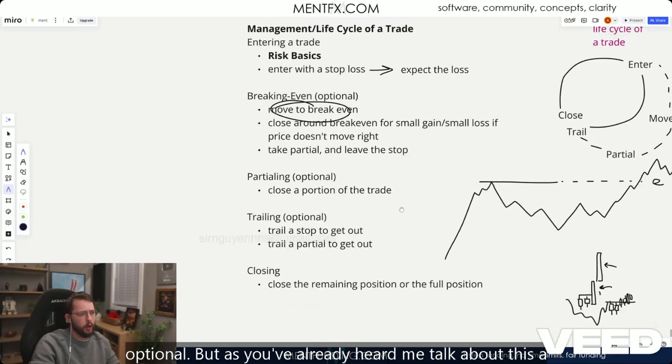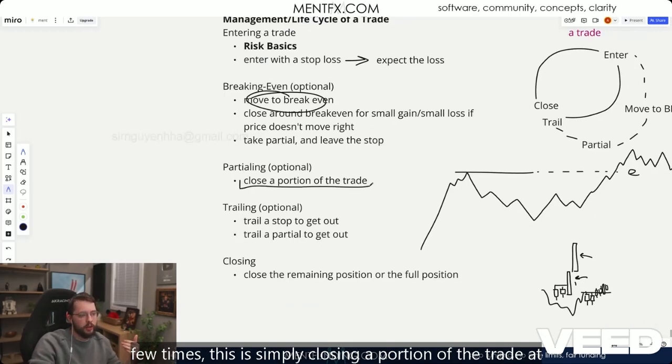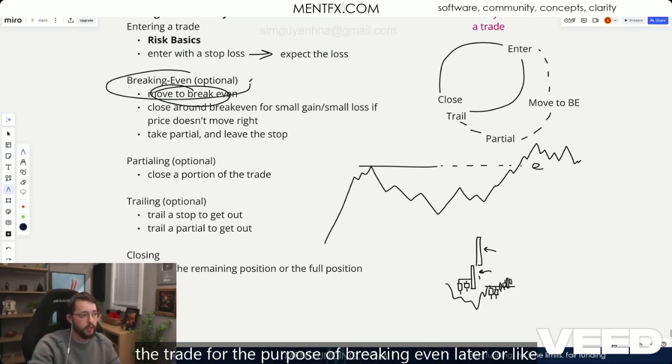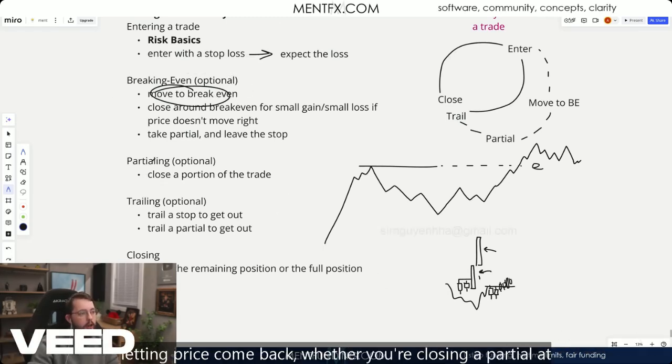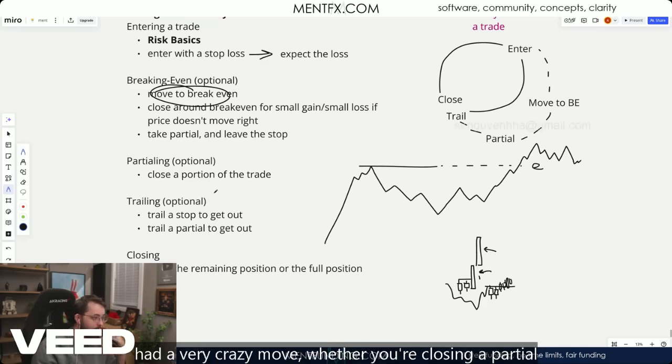Partialing is also completely optional, but as you've already heard me talk about this a few times, this is simply closing a portion of the trade at any point. Whether that means you're closing a portion of the trade for the purpose of breaking even later, or letting price come back, whether you're closing a partial at a certain RR, whether you're closing the partial because you had a very crazy move, whether you're closing a partial because you have a trail rule for closing partials, right?